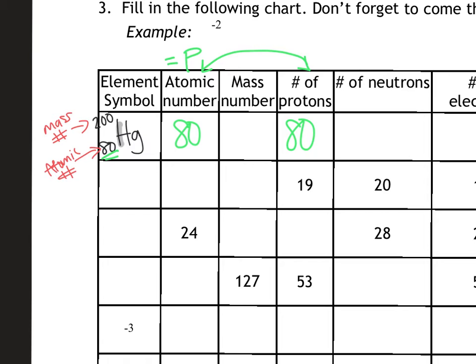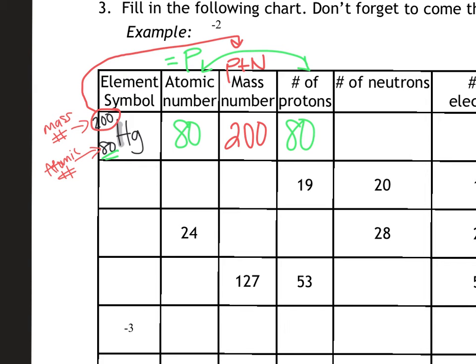Mass number, remember, is protons plus neutrons, P plus N. But in this case, they already told us, this 200 right here. Sometimes they write it for us and then we can just write it in, 200. Otherwise we would add protons plus neutrons.